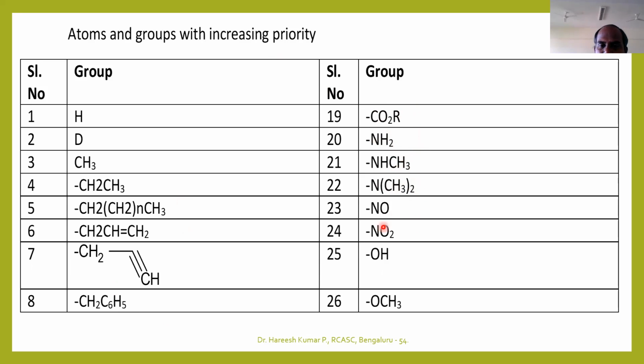When you are comparing NO, nitric oxide, and tertiary amine, nitric oxide takes priority. When you are comparing nitrogen dioxide and nitric oxide, nitrogen dioxide takes priority. When you are comparing the hydroxyl group and nitro group, the hydroxyl group takes priority. When you are comparing the methoxy and hydroxy group, methoxy takes priority. I will go to the next slide.